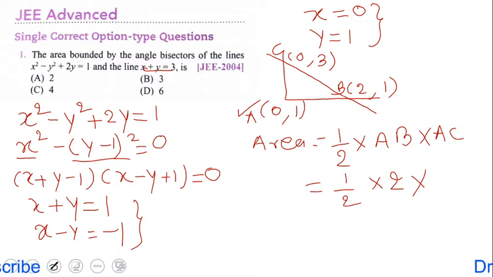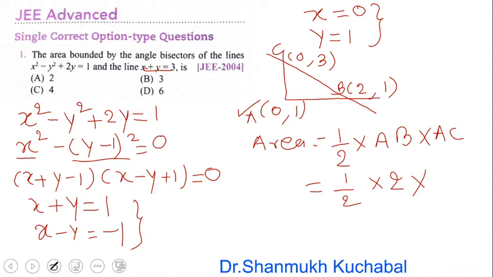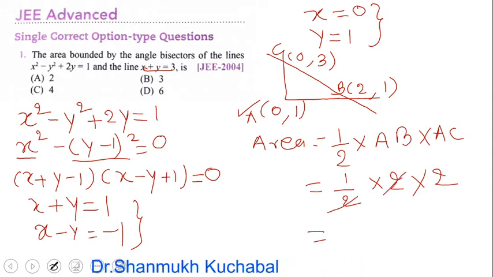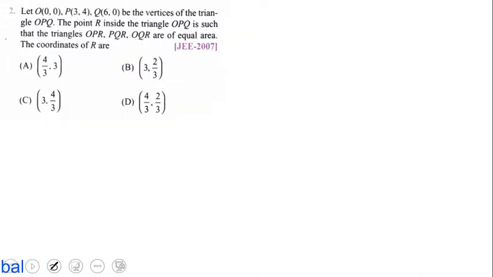Similarly for AC, use the distance formula, under the square root of x1 minus x2 whole square plus y1 minus y2 whole square. We get root 4, which is 2. So the 2 cancels, and we get the solution as 2 square units. Therefore option A is the right answer. We'll move to our next example.